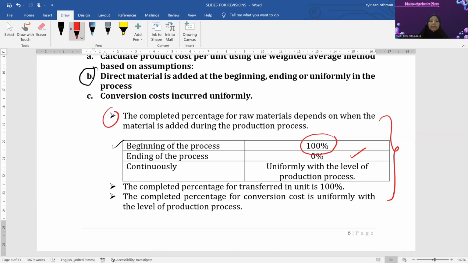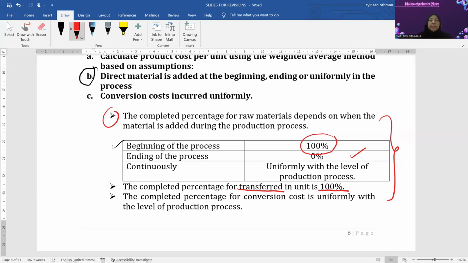Okay, and secondly, the completed percentage for transferred in. Okay, let's say we are the second department, okay, after the first department. So the percentage, the completed percentage for transferred in is 100%. Okay, kenapa 100%? Sebab transferred in cost, that means the cost ataupun proses untuk buat barang tersebut telah pun selesai sepenuhnya di department sebelumnya before it is transferred to the next department. So if it's not completed, we won't transfer item tu ke department yang seterusnya. So that is why the transfer in cost, okay, the percentage of completion is taken at the value of 100%.